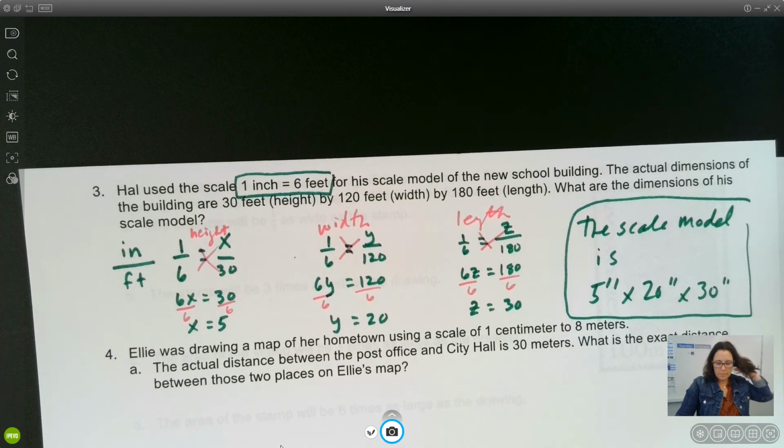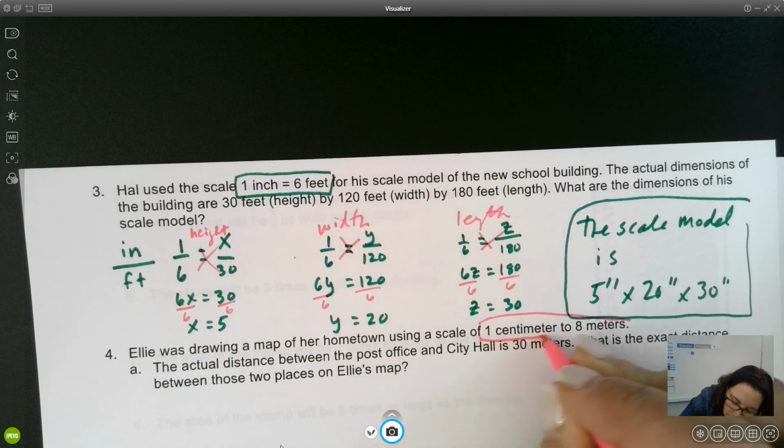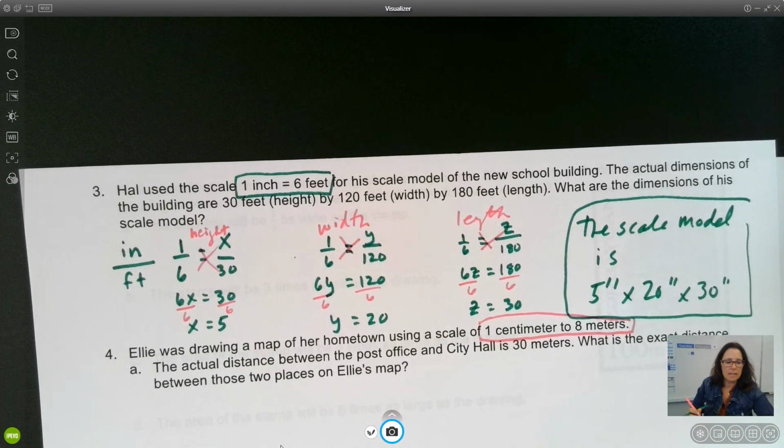Number 4, Ellie was drawing a map of her hometown using a scale of 1 centimeter to 8 meters. Again, let me highlight that. The actual distance between the post office and City Hall is 30 meters. What is the exact distance between those two places on her map?